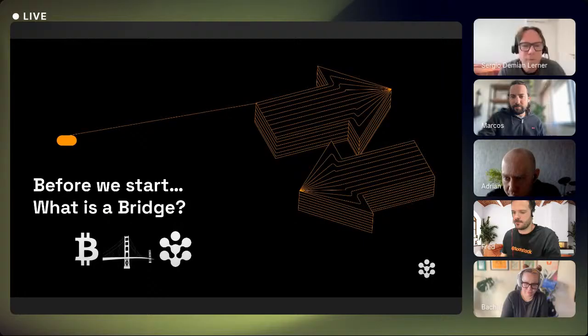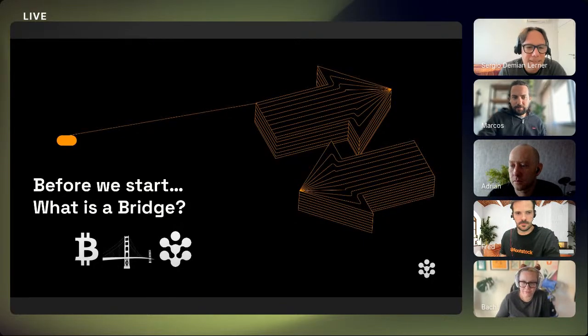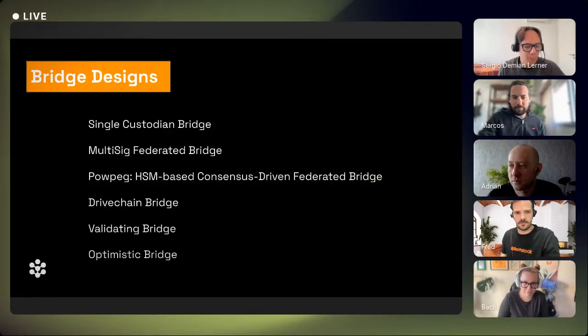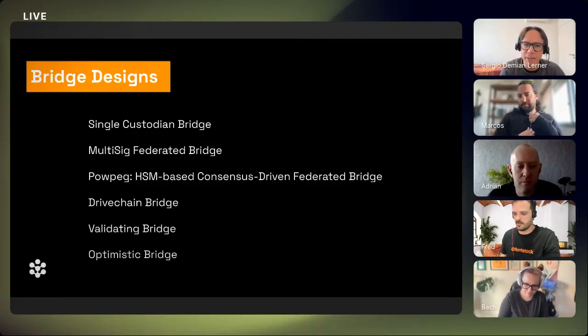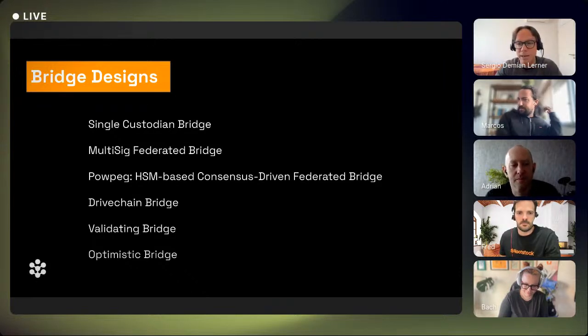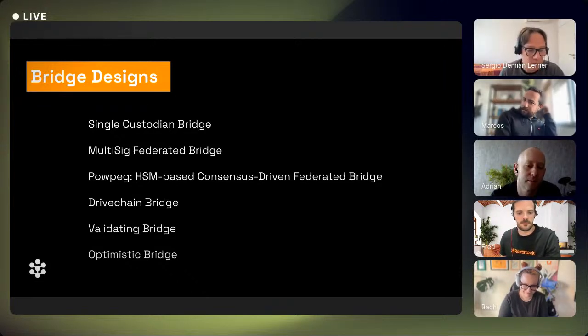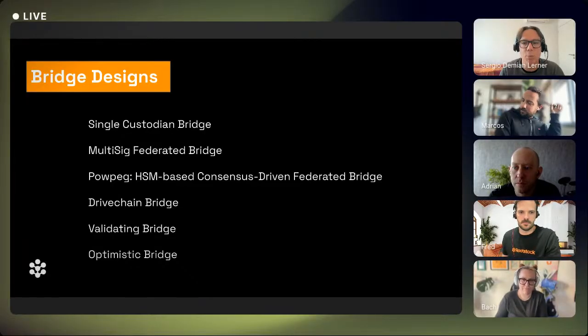Before we start, just a few words on what a bridge is and why it's important. The history of bridges started with the single custodian bridge, and then bridges evolved into multi-signature federated bridges. The PowPeg is really one of the strongest and most robust bridges that have been created, because it's HSM based, and each HSM is consensus driven, so there are many parties with a multisig. It's also federated, so it's super strong.